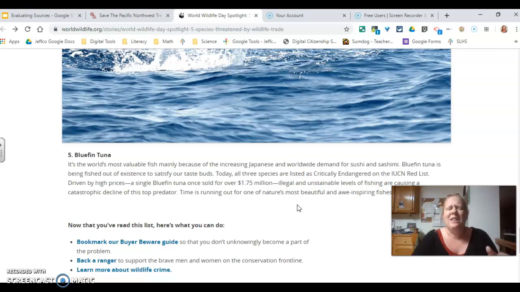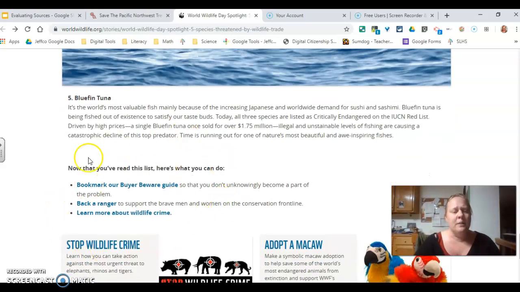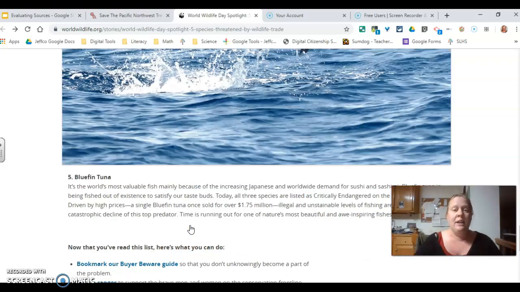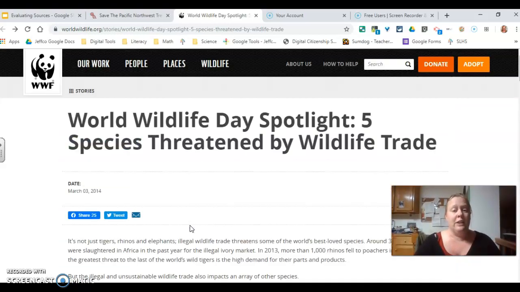It doesn't give a lot of information about any of these, but one thing I do know is that I've heard of these animals before, and I can go to other websites and find out more information about them. So I know that this is kind of a jumping off point that I can get started with and then find more information elsewhere. Down here at the bottom, there are also some other suggestions, things you can do, ways you can help, things like that. So that's our World Wildlife Federation website.